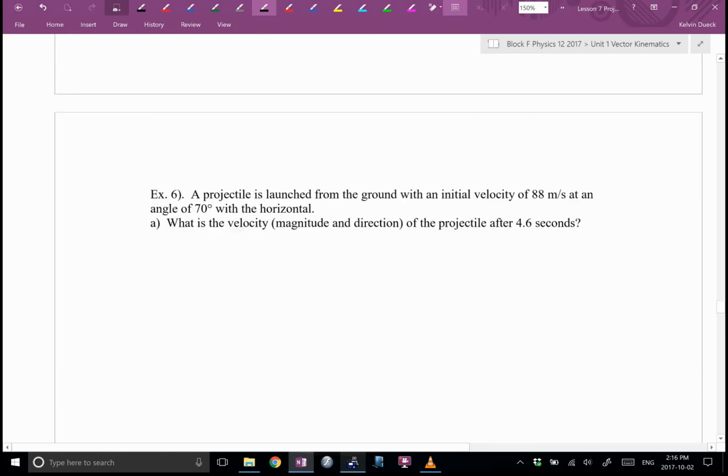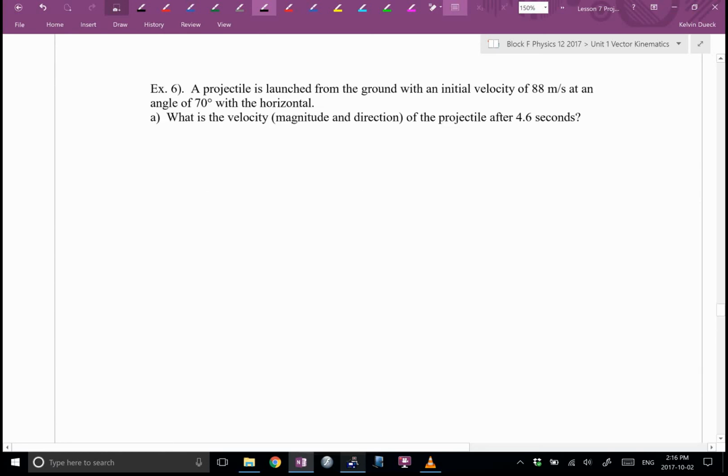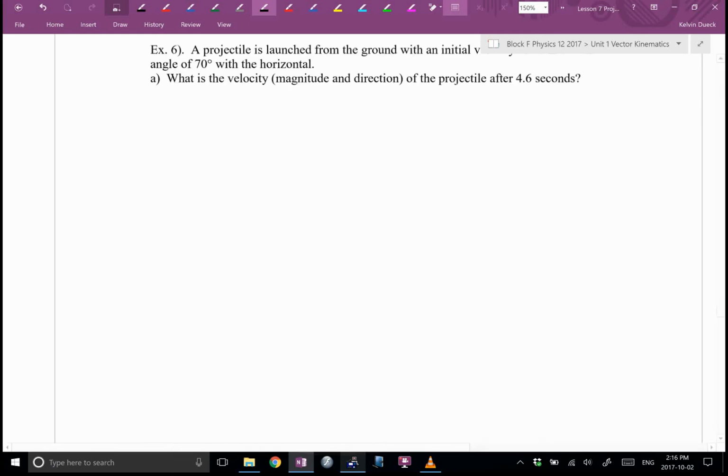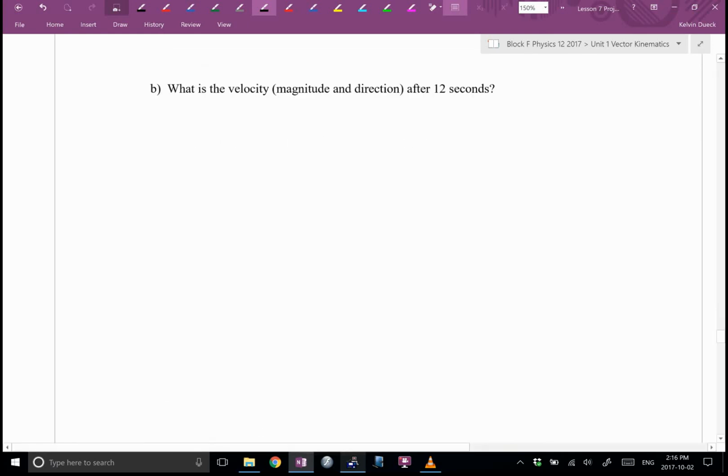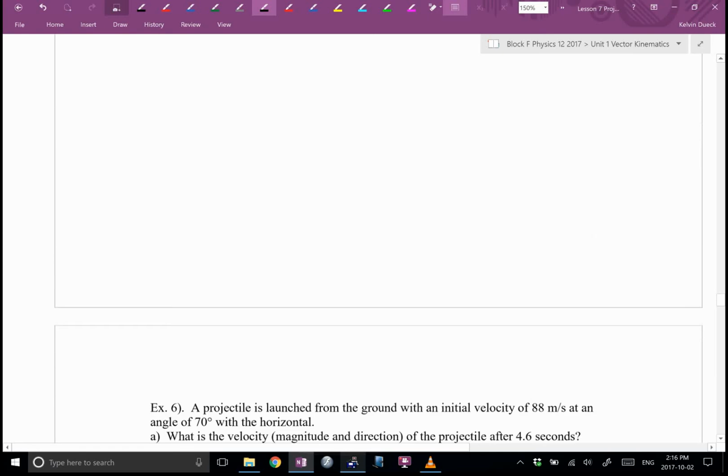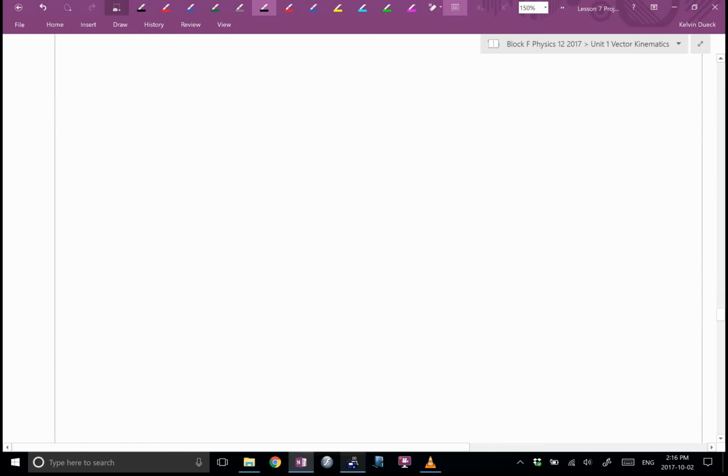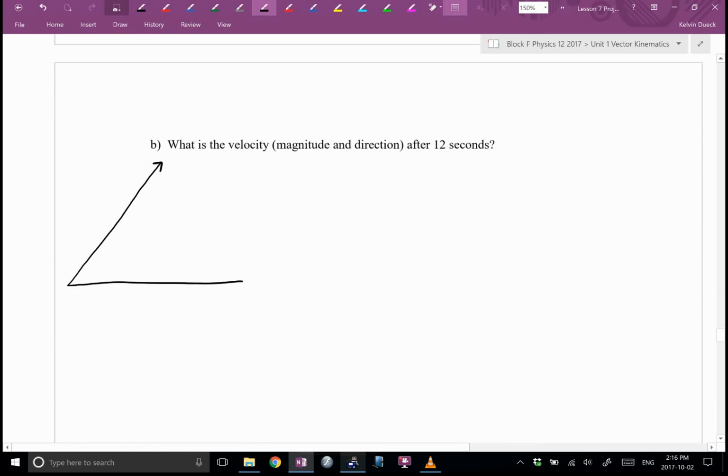The original question says a projectile is launched from the ground with an initial velocity of 88 meters per second at an angle of 70 degrees with the horizontal. For part B, I'm going to dolp. So it looks like this. We're launched from the ground. And the angle was 70 degrees and the velocity was 88.